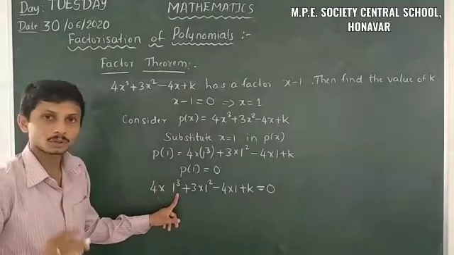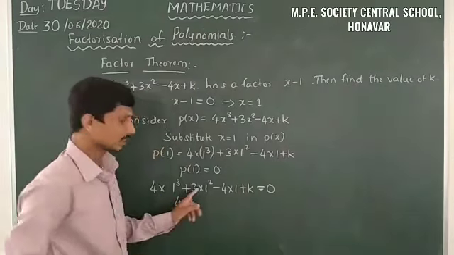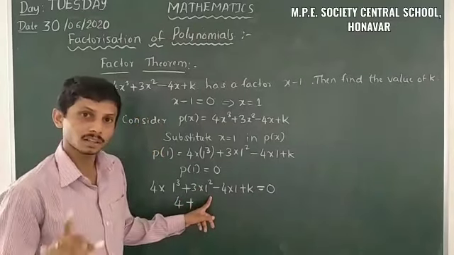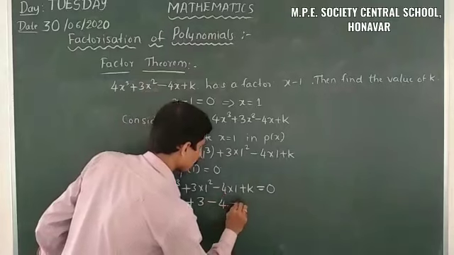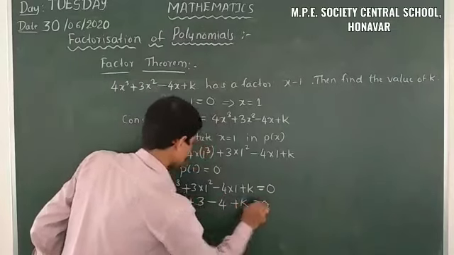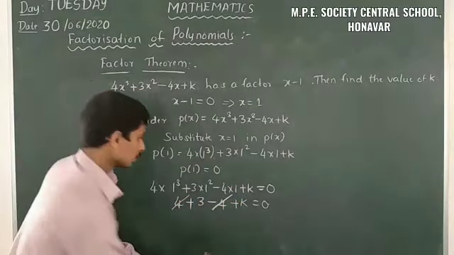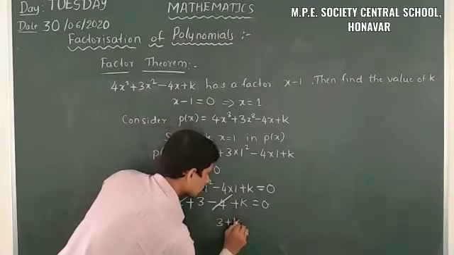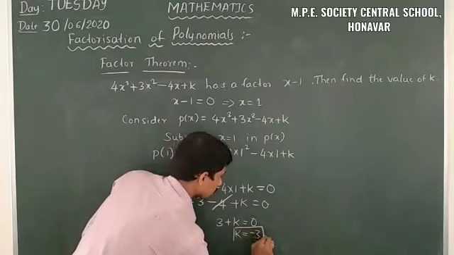4 into 1 cube is equal to 4 into 1, that means 4, plus 3 into 1 square is equal to 3 into 1, that is 3, minus 4 into 1, that is 4, plus k is equal to 0. Plus 4 and minus 4 cancel here. So 3 plus k is equal to 0 and k is equal to minus 3.